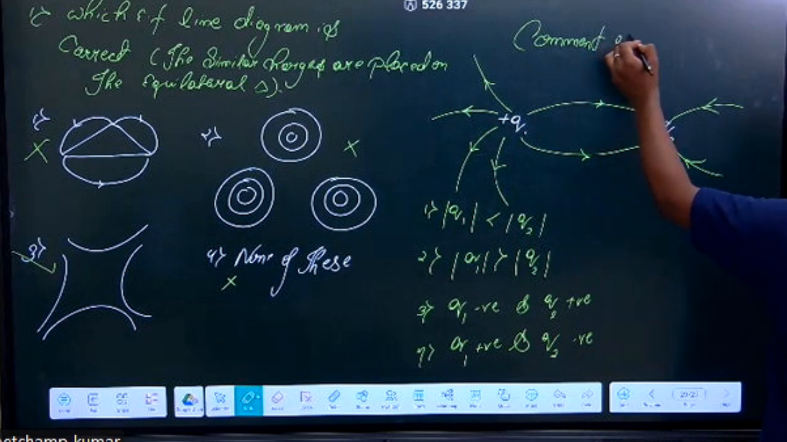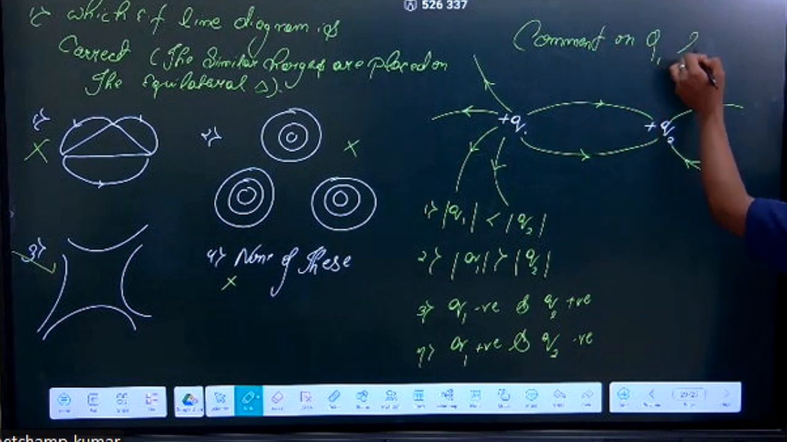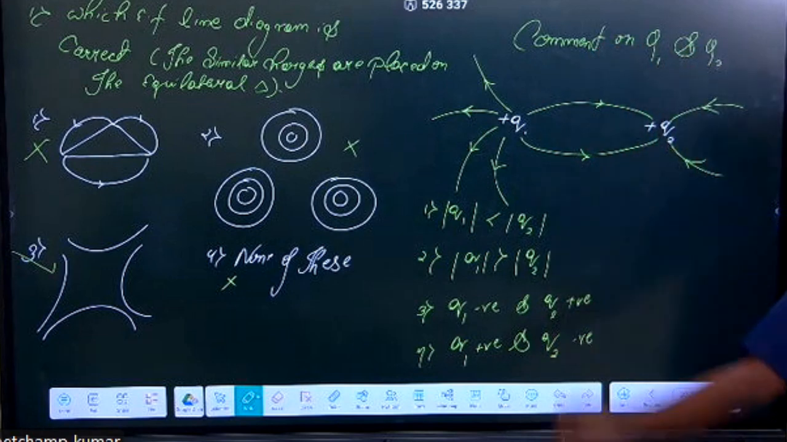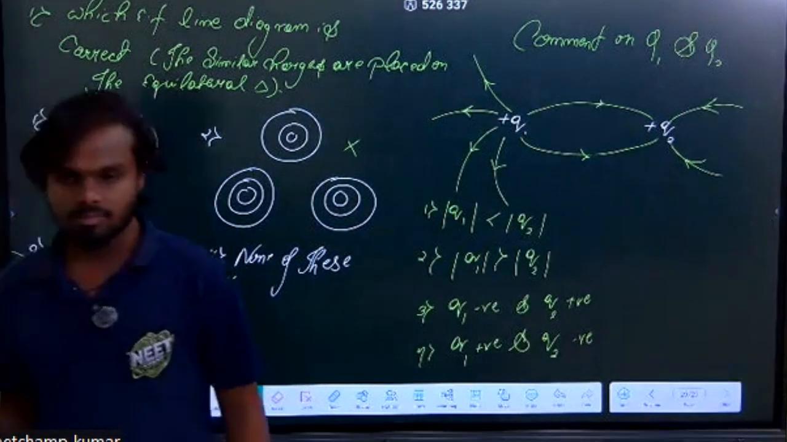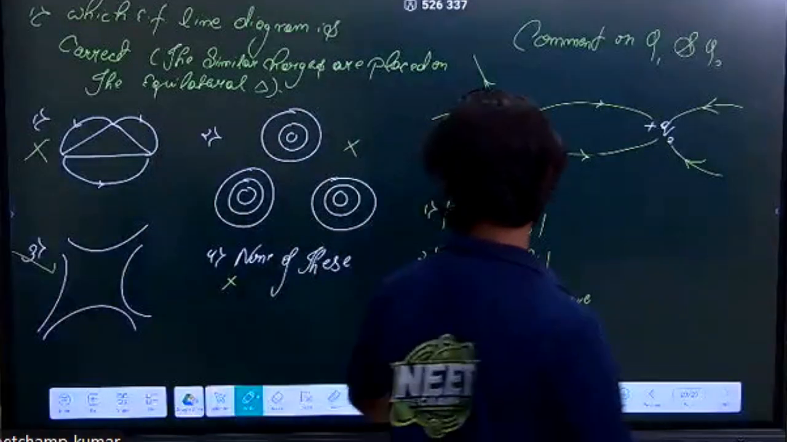Comment on Q1 and Q2. You have to give the comment on Q1 and Q2. Comment it. Q1 is positive and Q2 is negative. Okay, Q1 is positive, Q2 is negative.